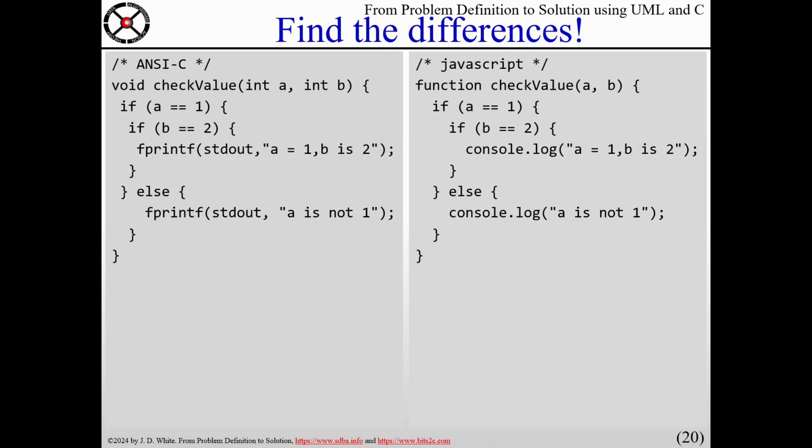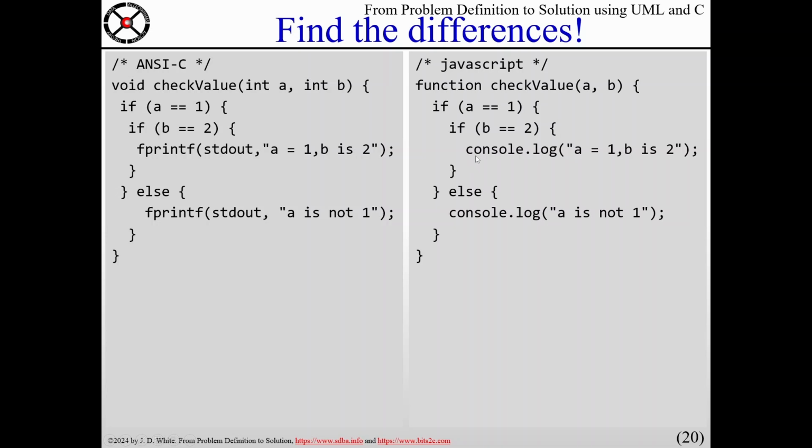Here's another JavaScript versus C using if and else statements. This is to check a value. The name of the function, integer A and B, I'm giving it two values, A and B. If A equals 1, then if B equals 2, print something. console.log, print this stuff. Else, printf. So you can see the printing is a slightly different function. Here it says where you want to print it, the console. Here we say we're going to print it to standard out.